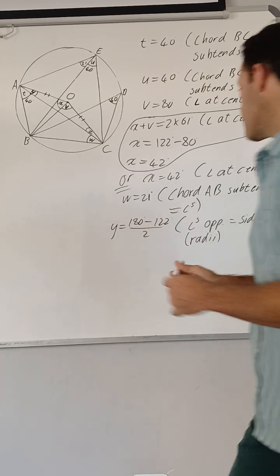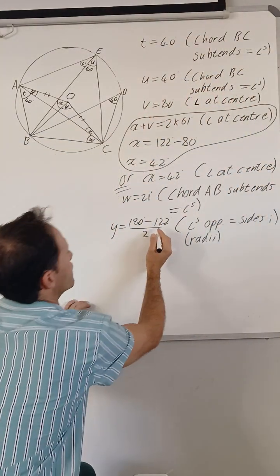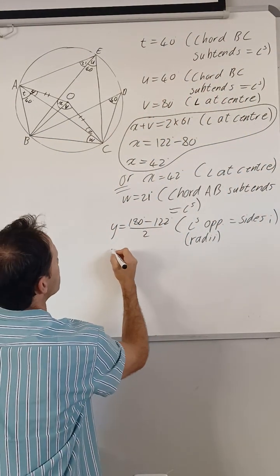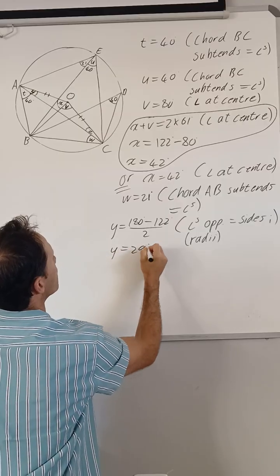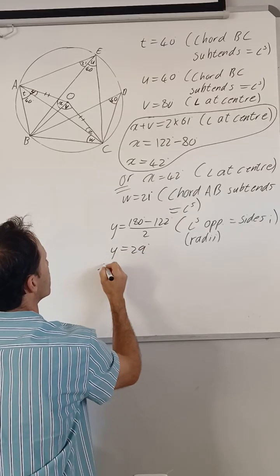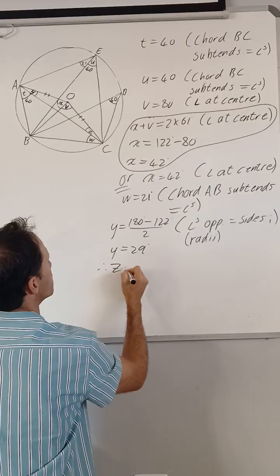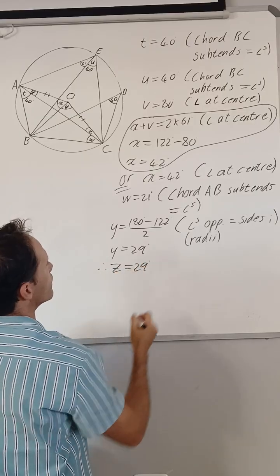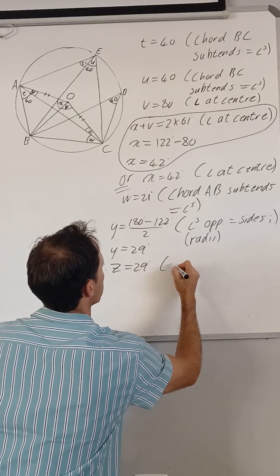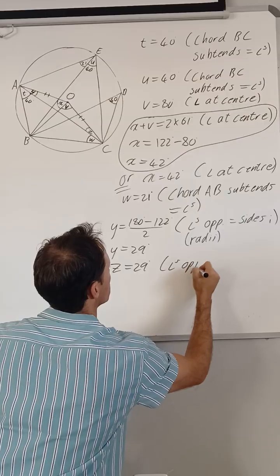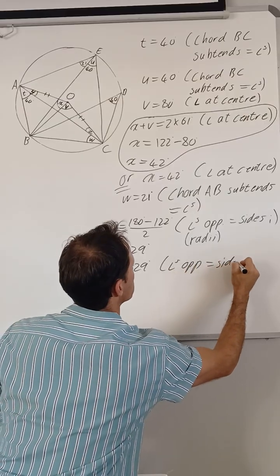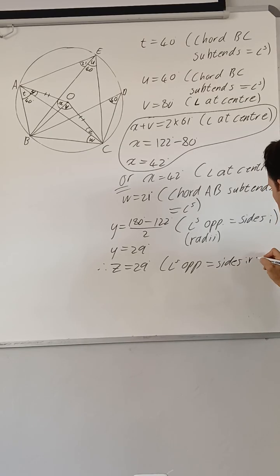Okay, so therefore it's going to be 58 divided by 2, 29, and therefore you can say Z is also equal to 29, and then again angles opposite equal sides, and then let's put it here next to it, radii. Okay, did we get all of them now? I think we got all of them.